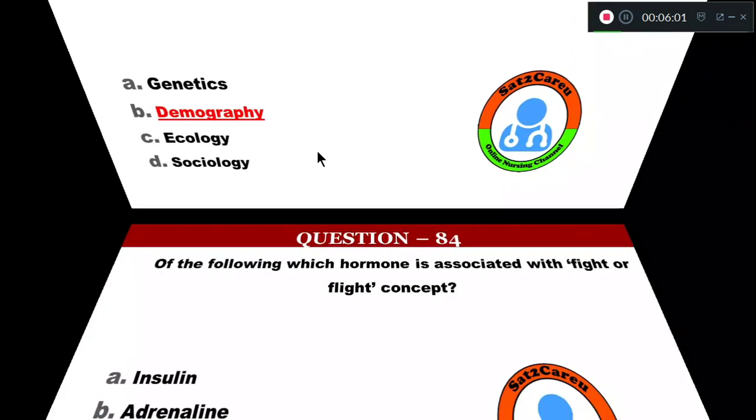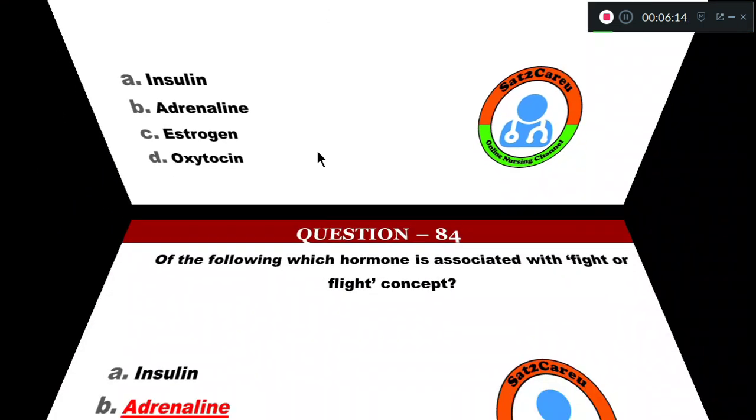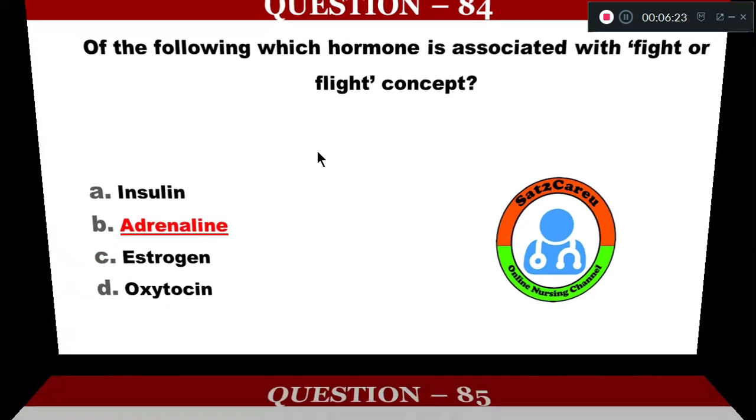Moving on to question number 84. Of the following, which hormone is associated with the fight or flight concept? Option A insulin, B adrenaline, C estrogen, option D oxytocin. The right answer is option B, adrenaline, which is associated with the fight or flight response.